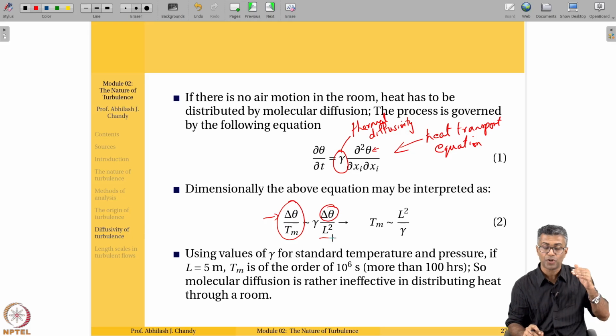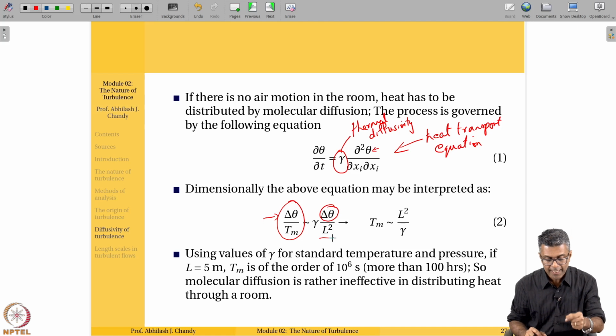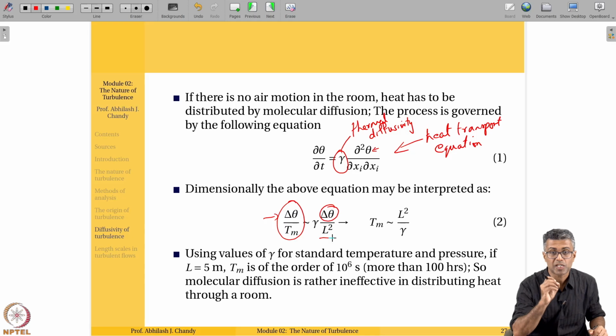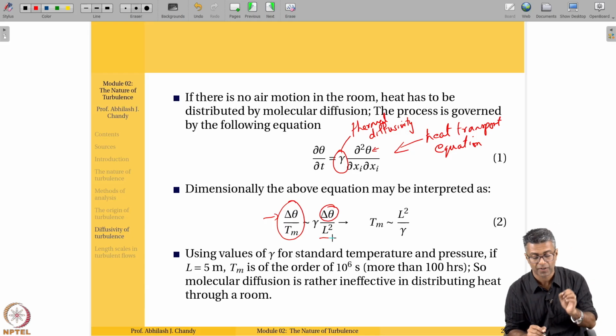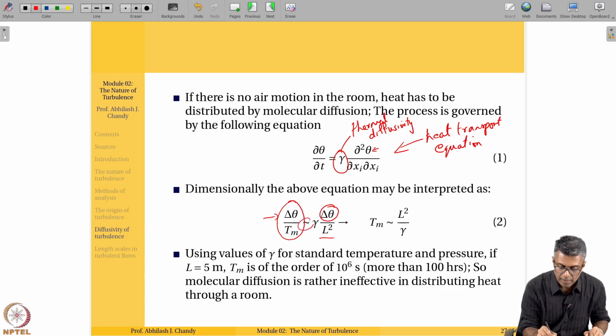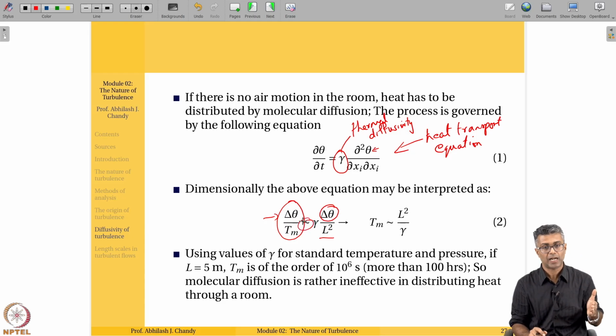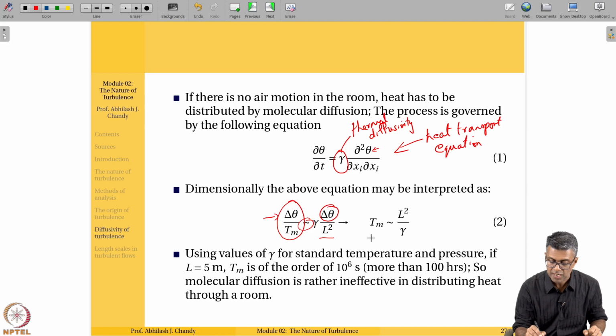So del theta is of the order of magnitude of, say, delta theta, a characteristic temperature difference. Del t is of the order of Tm, which is a time scale. I have a subscript m to represent the fact that it is due to molecular diffusion alone, as there is no airflow. On the right hand side, I have gamma and I have delta theta over L squared. I cannot use an equal to sign here because I'm doing an order of magnitude analysis, so this is of the same order. Now from this equation, the delta theta on both sides gets cancelled, and what I have is Tm is approximately equal to L squared over gamma.